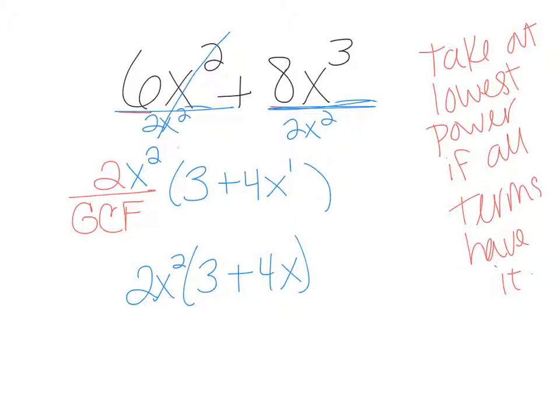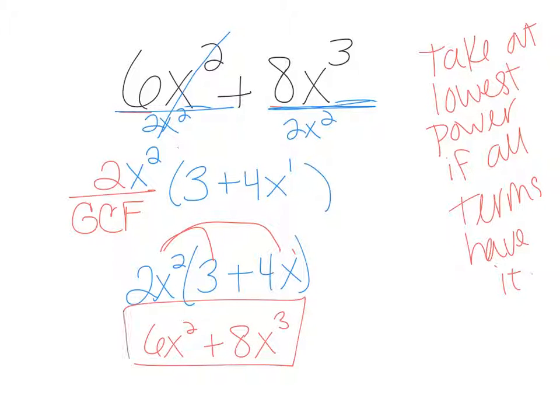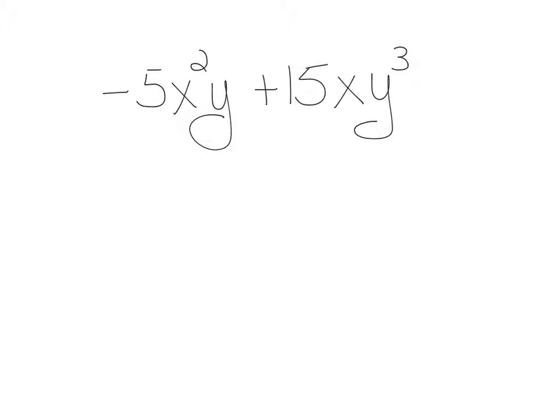Another way to check and see if you're right, check yourself, is to take what you just did and distribute it back through. If you factored correctly and you do this, you should get the exact same thing you started with. Well, 2x squared times 3 is 6x squared, and 2x squared times 4x is 8x to the third. So we end up with the exact same thing that we started with, which means, yeah, we did that correctly. All right, let's try one that's a little bit more complex.